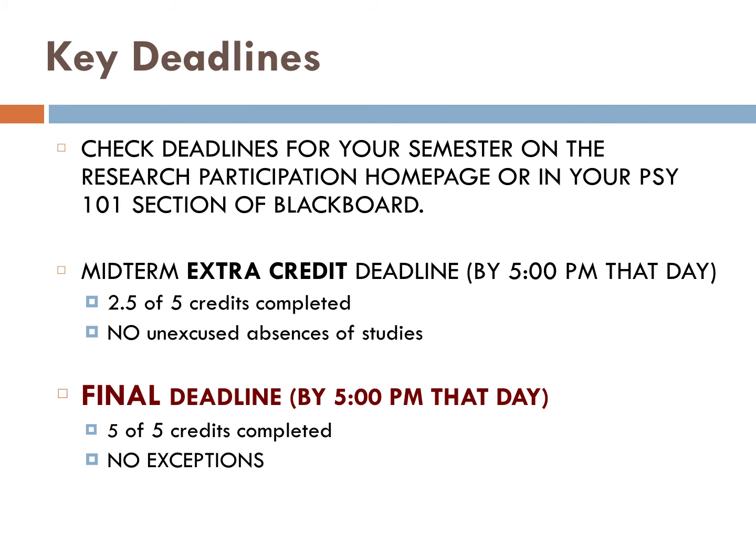And then the final deadline to be aware of is by 5 p.m. Usually it's the last day of classes. You will need to have completed 5 of the 5 credits in order to receive credit for research participation. Now, it's really important to stress there are no exceptions to this. You will want to make sure that you plan accordingly, that you manage your time accordingly to make sure that all 5 credits are completed by that deadline.